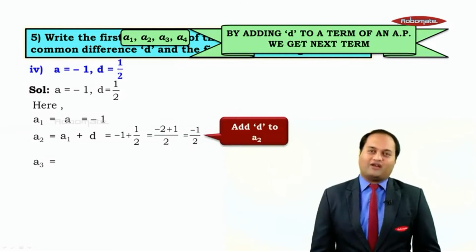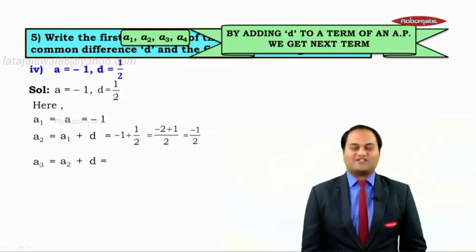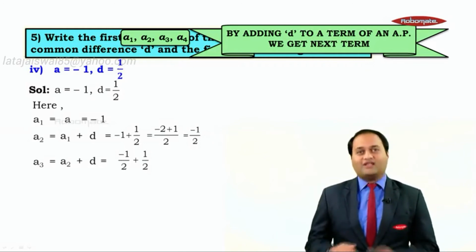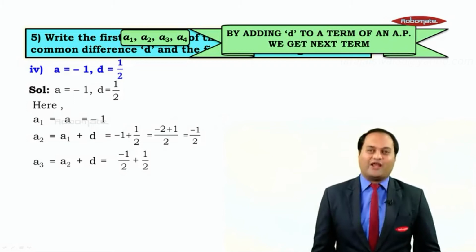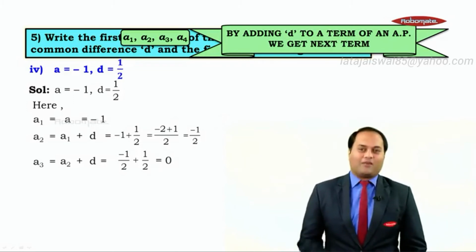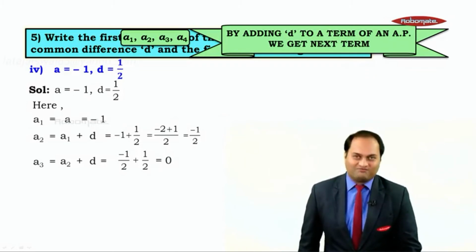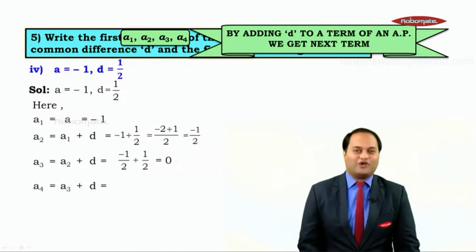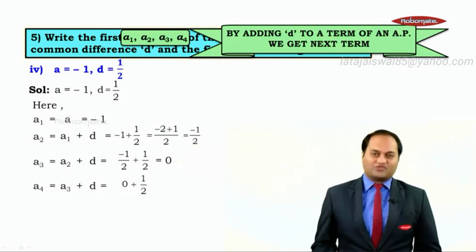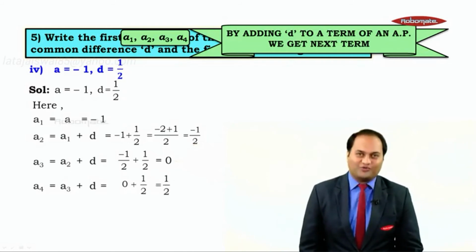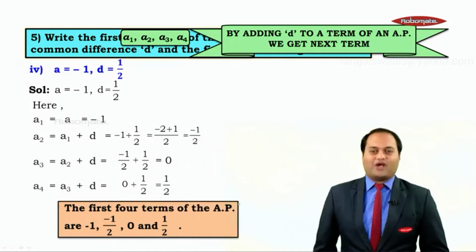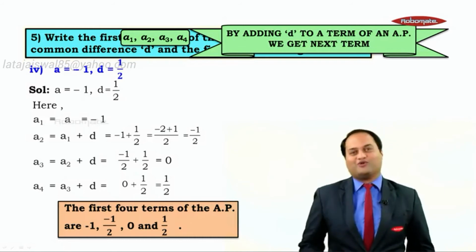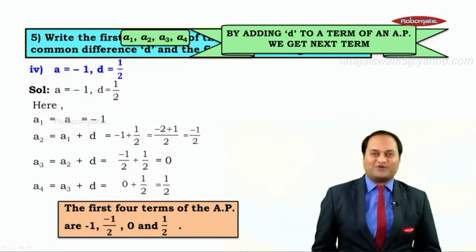A3, how do we find? Add D to A2, you get A2 plus D, which is equal to minus 1 upon 2 plus 1 upon 2. Luckily, the denominators are same now. We can directly add or subtract the numerators. You get minus 1 plus 1, which is 0, right? A4, add D to A3, you get A4 is equal to A3 plus D, which is 0 plus 1 upon 2, which is equal to 1 upon 2. So the first four terms of the AP are minus 1, minus 1 upon 2, 0 and 1 upon 2. Simple. Let's go through one more sum.